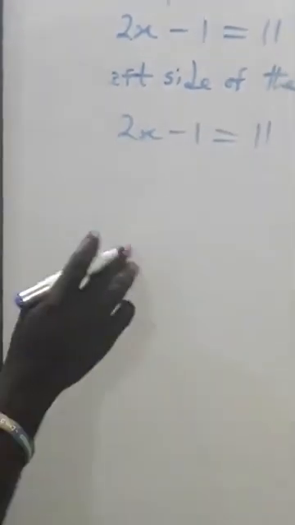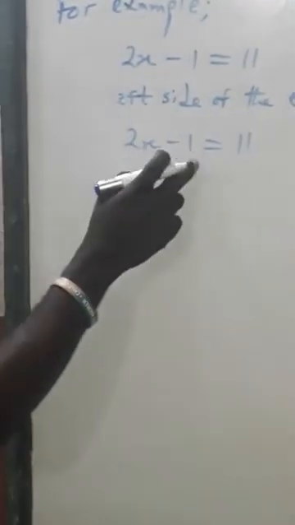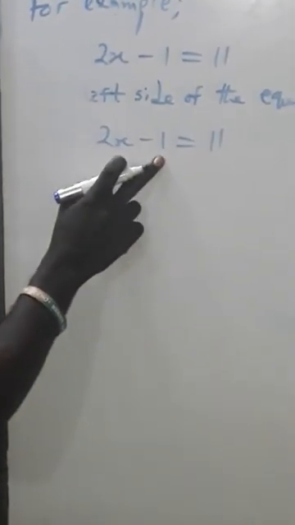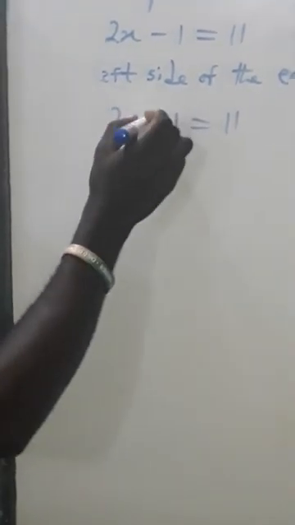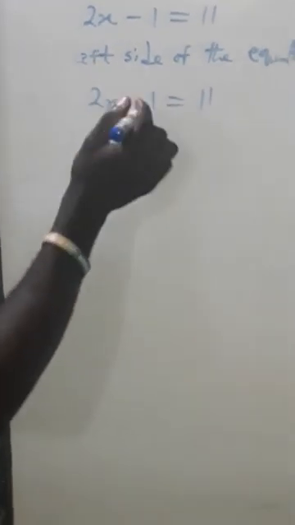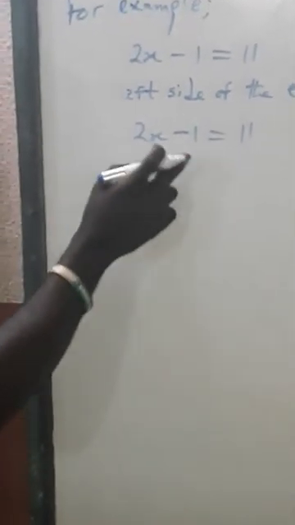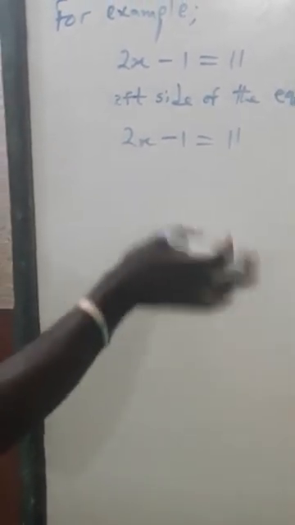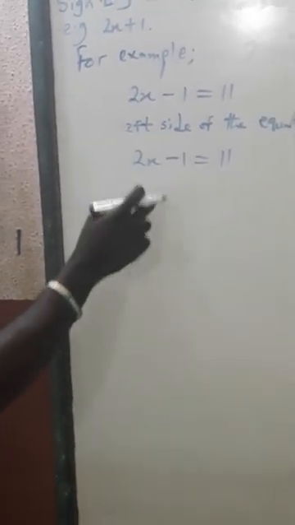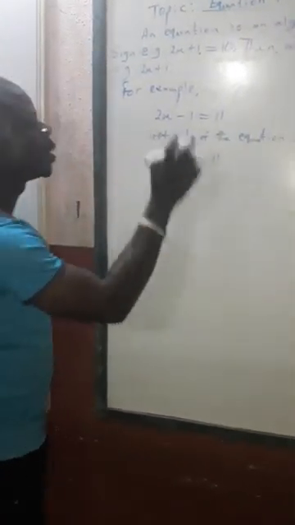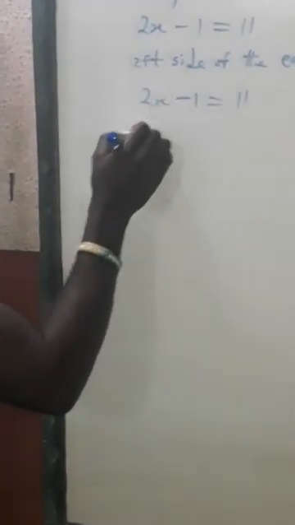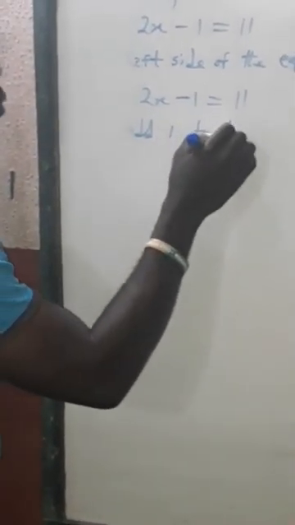and this is equal to the right side of the equation. Now, how can we do that? 2x minus 1 is equal to 11. Whenever you have minus in the middle, you add. Like now, we have minus 1. That means you have to add 1. But if you have plus 1, you subtract 1. The initial equation was minus 1, so you have to add 1 to both sides of the equation. Whatever is happening to the left-hand side of the equation must happen to the right-hand side. Now let's see. Add 1 to both sides.